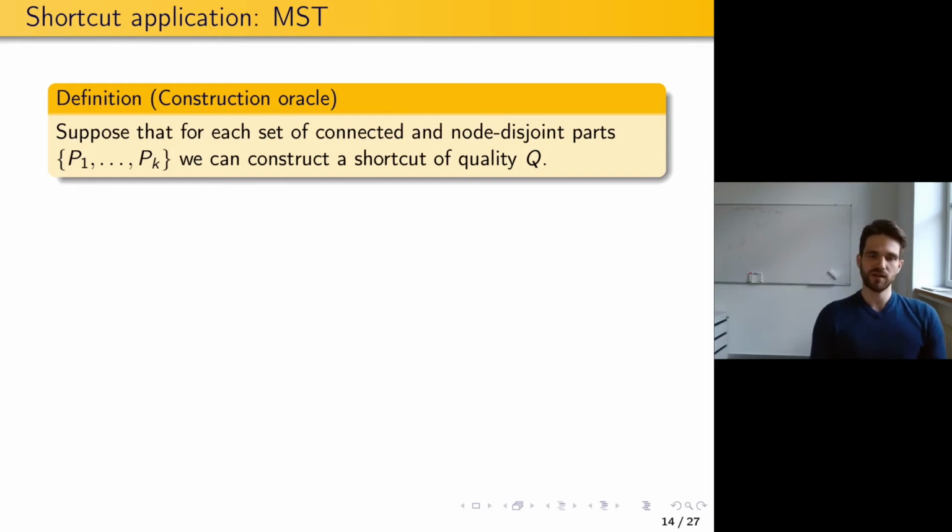Moving on, let me tell you why this actually has to do with the minimum spanning tree and how we can use shortcuts to solve the minimum spanning tree problem. First, what we want to do is to be able to construct different shortcuts for different parts. We call this the construction oracle, which we give a set of node disjoint parts, and it spits out a shortcut of quality Q. Naturally, this oracle needs to be distributed, so it is given the set of parts as input in an appropriately distributed way, and it will output a shortcut also in an appropriately distributed way, which I will not define here.